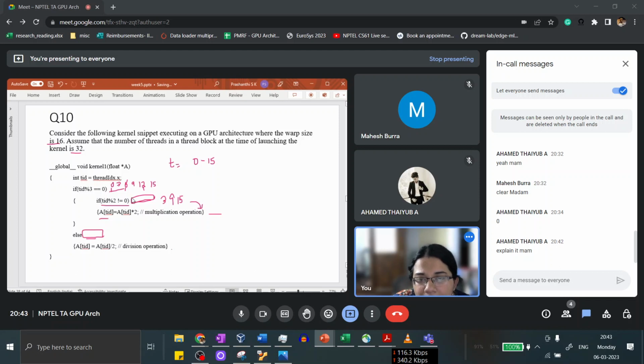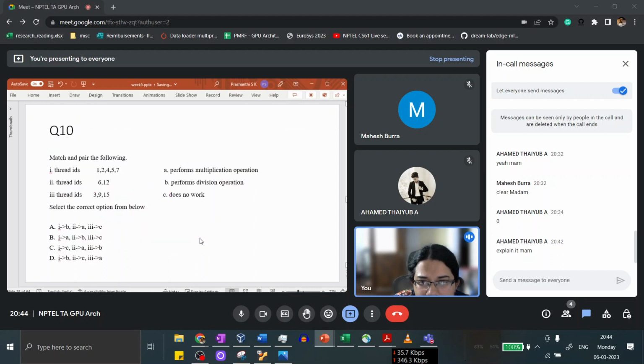Now in the else part, whatever is not a multiple of 3 will come to the else part. So that would be, for instance, 1, 2, 4, 5, 7, 8 and 10, 11, 13, 14, right? This is how you would try and understand this. Now let's see the question.